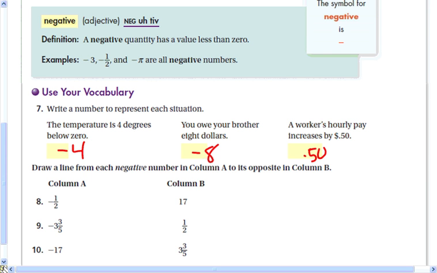And draw a line from each negative number to its opposite. That one's pretty easy. So opposites are two numbers that add up to 0.